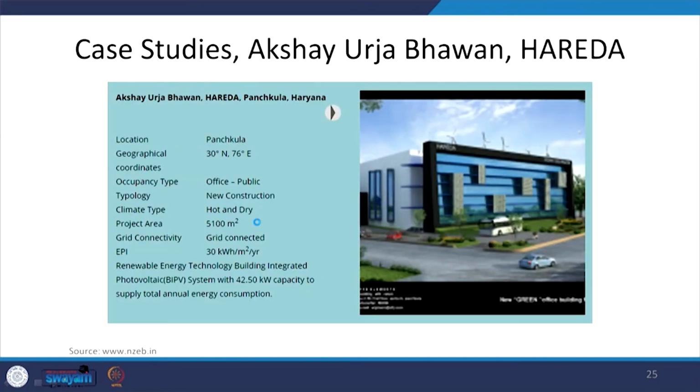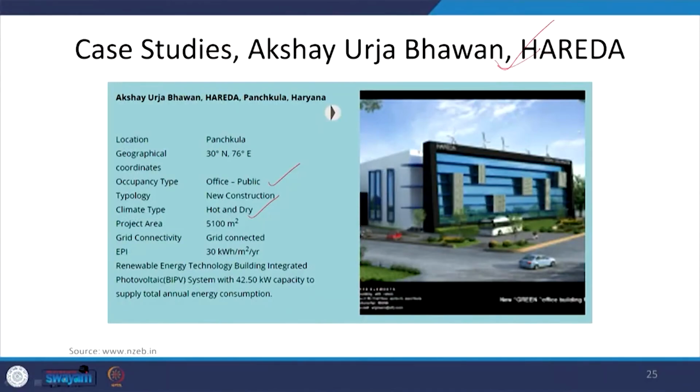Next case study that we have here is Akshay Urja Bhavan at Panchkula. This is a public building, an office building. Again, Panchkula is classified to be a hot dry climate. So, the next building that we have is Akshay Urja Bhavan in Panchkula.